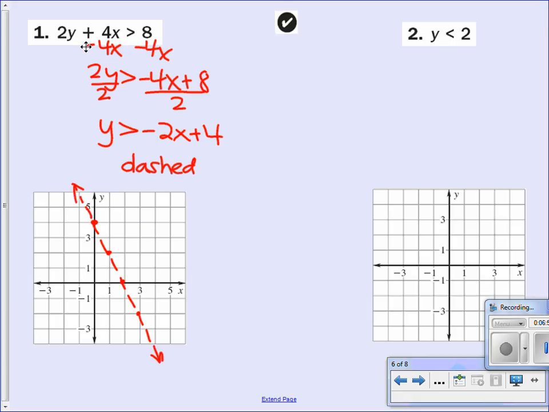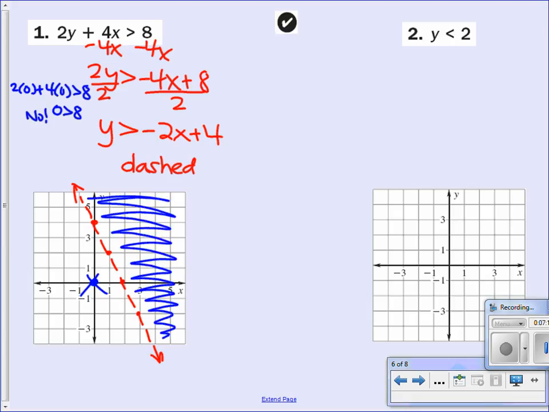We need to figure out what side I'm going to shade, and 0, 0 would be on this kind of left side. Let's see if 0, 0 would work. 2 times 0 plus 4 times 0 is greater than 8. Is 0 greater than 8? No, so 0, 0 is not a solution. That means everything on this side is. Notice I plugged it into the original inequality. You could plug it into this one. You're still going to get the same incorrect inequality, but you will always be able to check the original.